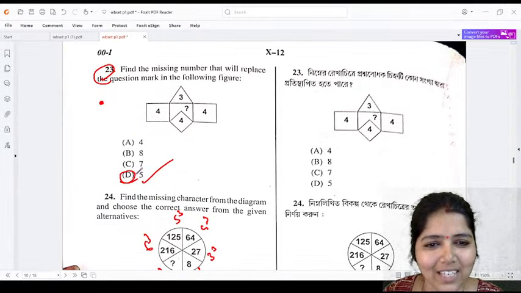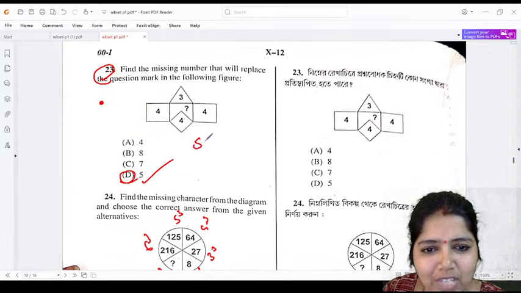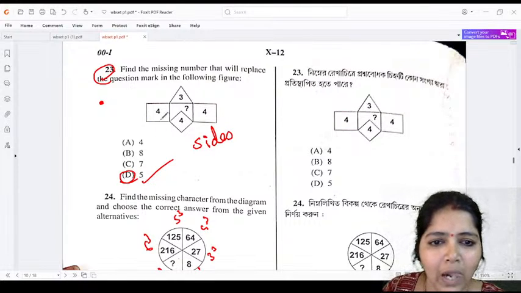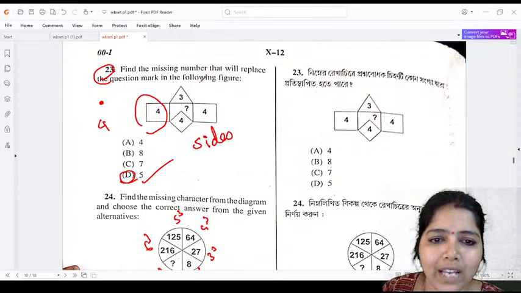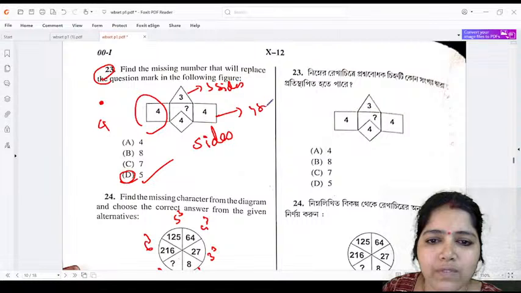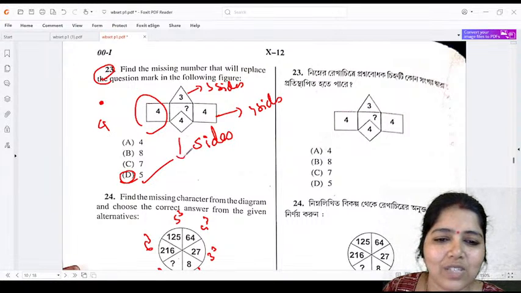Thank you. The right answer is 5. How has it been done? By means of sides. For the first one, they have 4 sides, right? So here 4 sides. For this one, 3 sides. For this one also, 4 sides. This one also 4 sides.